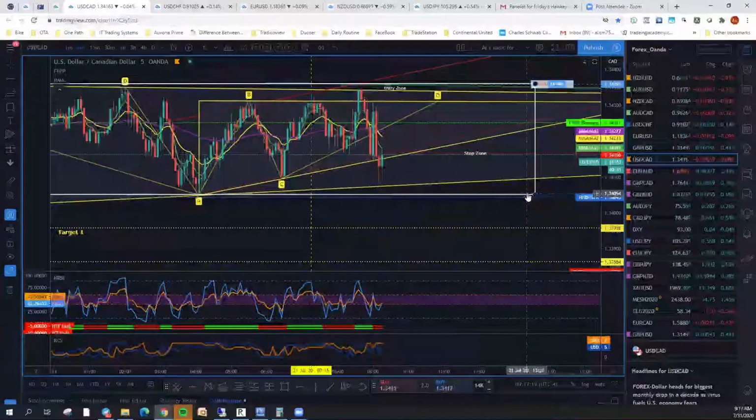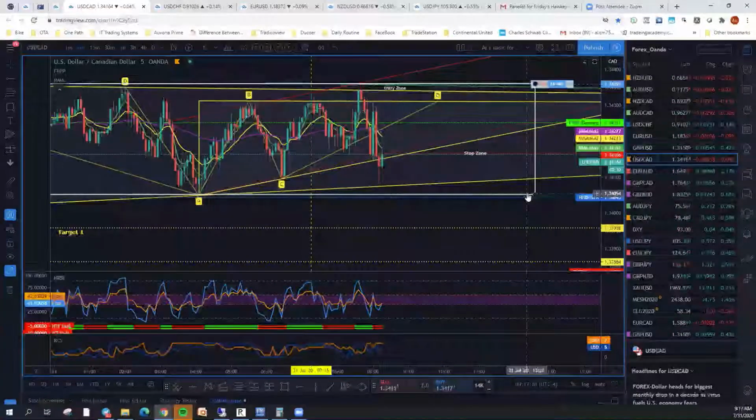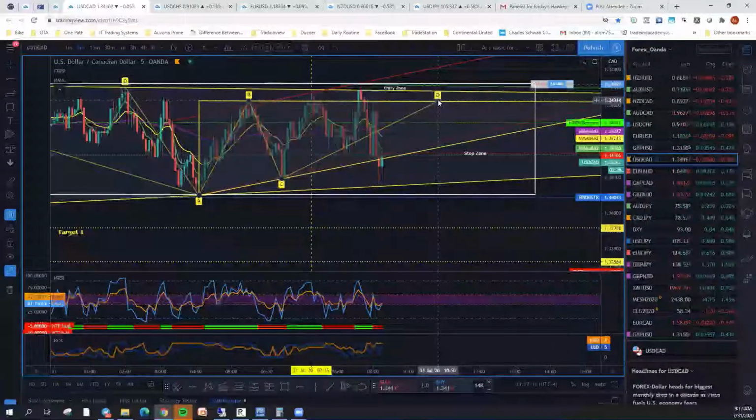I need to move my stop loss just a tad higher. We're going to go for the 10 pip thing. Do some testing on that 10 pip thing.